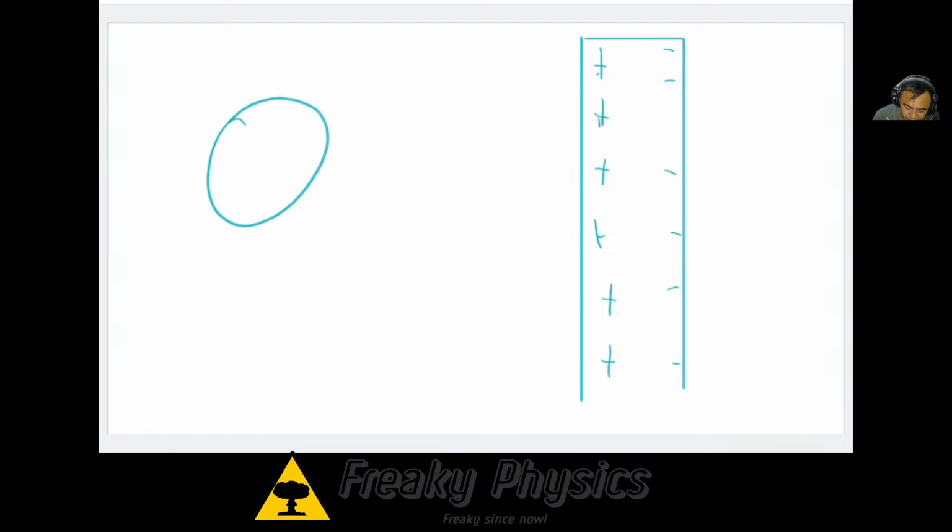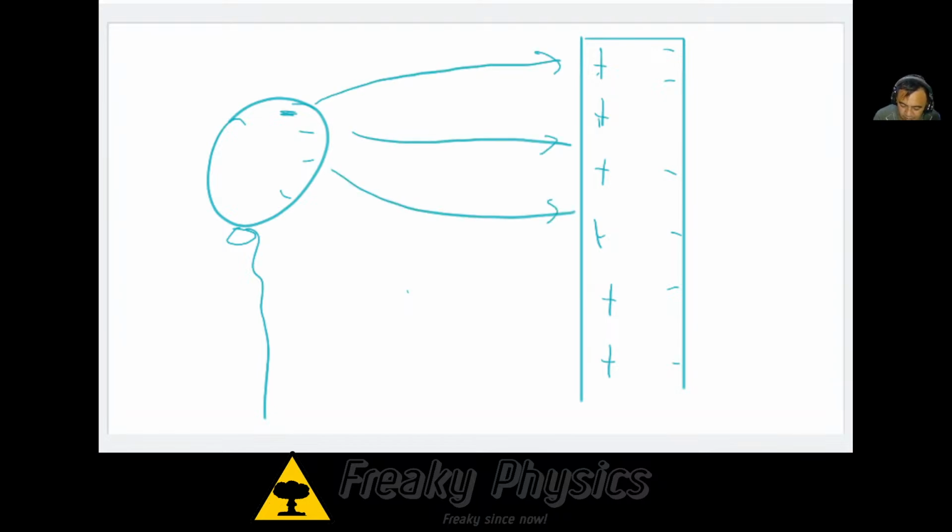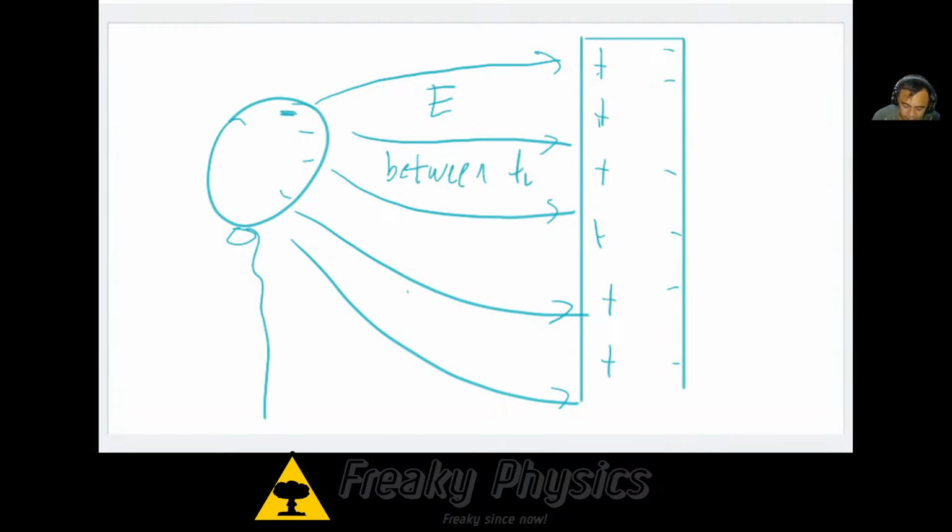Okay. So if this were the balloon and this is negatively charged, and I'm going to put them there, how will the electric field look here? It's just going to look like that. That's how the electric field looks. This is the electric field between the balloon and the wall, right? Between the balloon and the wall.